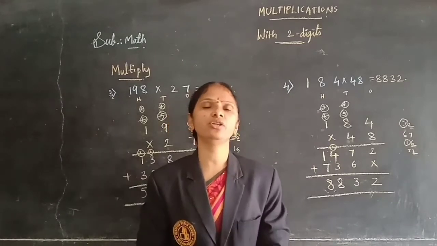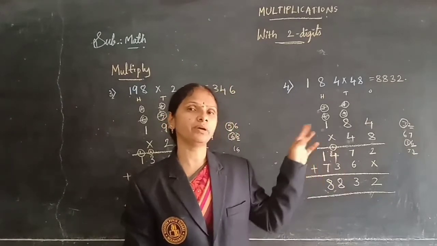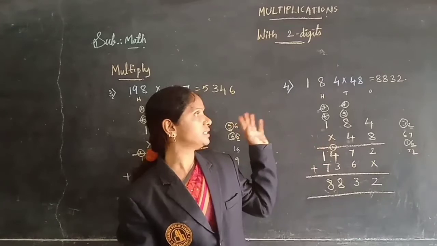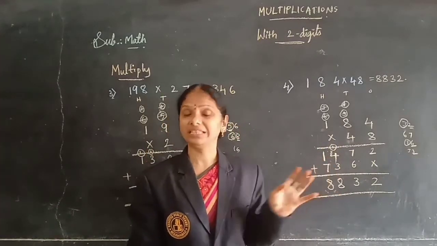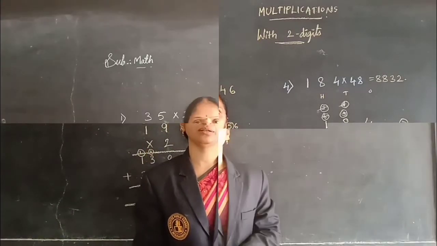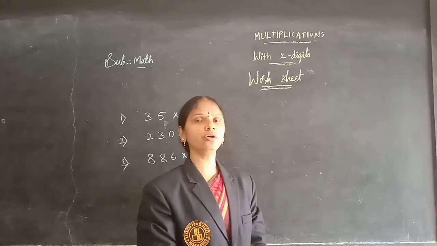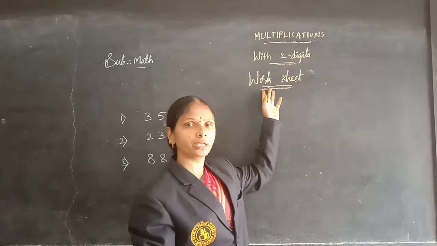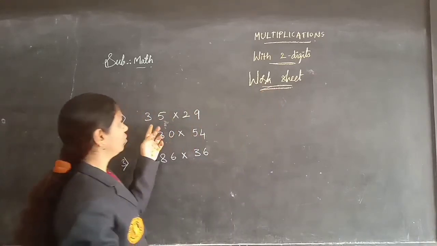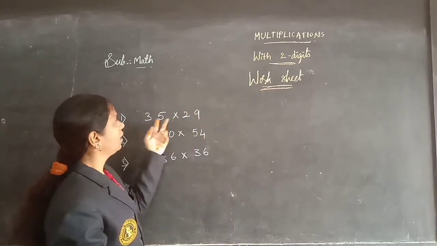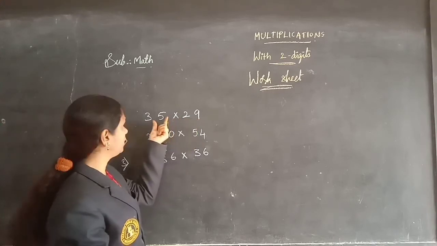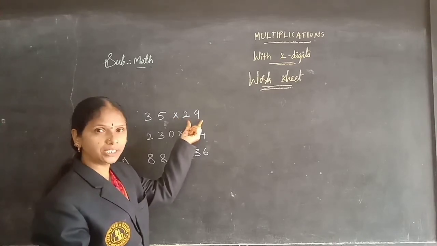In this video I explained the 2-digit number with the 2-digit number and the 3-digit number with the 3-digit number with carry multiplication. I hope you understood the multiplications which I explained in this video. Now I will give the worksheet on that type of problems. First, 35 into 29.